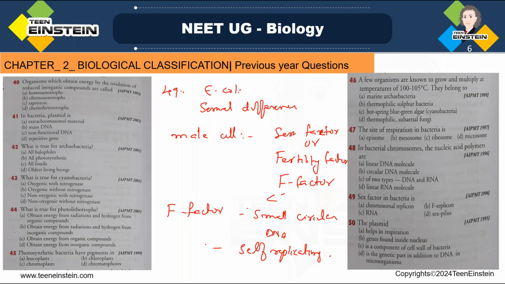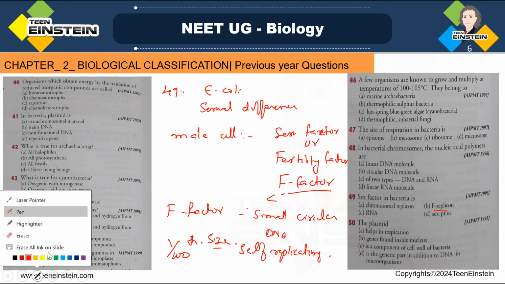It has a size of about 1 out of 100 of the chromosome. Okay, so what answer will we get finally? Which one can we select from these options? 49, sex factor in bacteria is option B, F replicon. Right. So that F factor or F replicon is called the sex factor in bacteria.